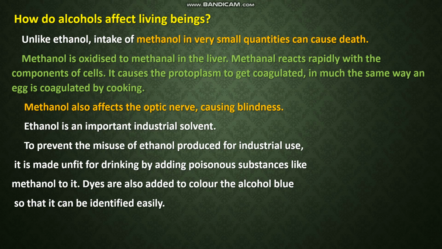For that, what is done? It is mixed with a small quantity of methanol. Methanol is poisonous, we have seen. So making this ethanol unfit for drinking by adding poisonous substances like methanol is called denatured alcohol. So what is denatured alcohol? The ethanol which is mixed with methanol, which is a poisonous substance, to make it unfit for drinking. That is called denatured alcohol.